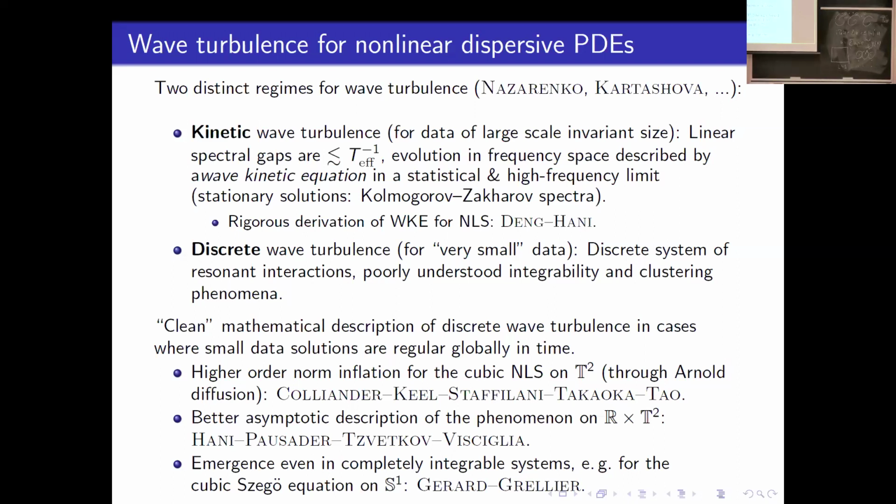result we have in this direction is, of course, by Colliander, Keel, Staffilani, Takaoka, and Tao, who proved that, again, for NLS on the torus, for any epsilon that you give me, let me write it here.